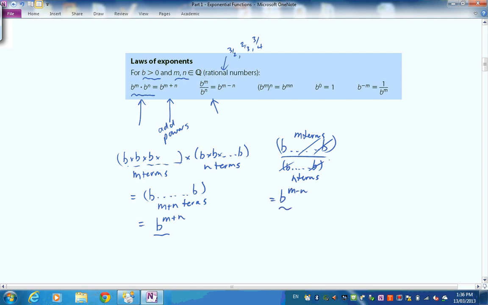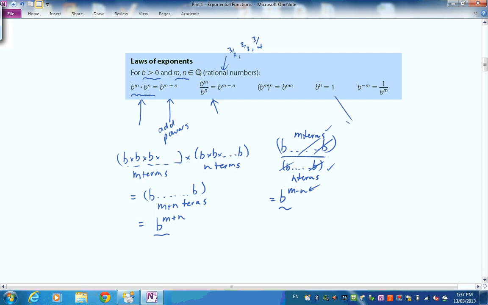So it'd be b to the m take n. If you're considering that m was bigger than n, of them would cancel, leaving what's left in the top line, m take n lots of b. And so we go on with each of those.